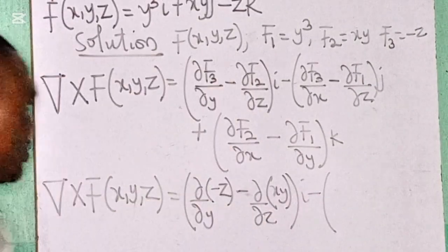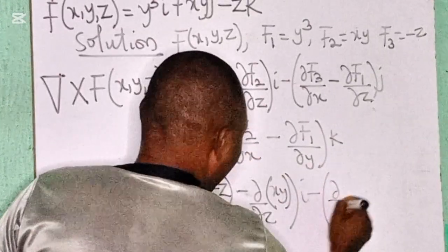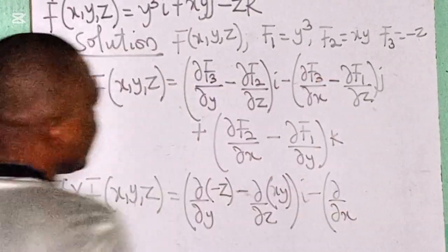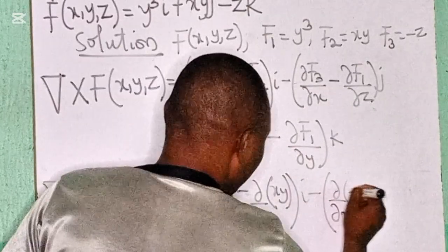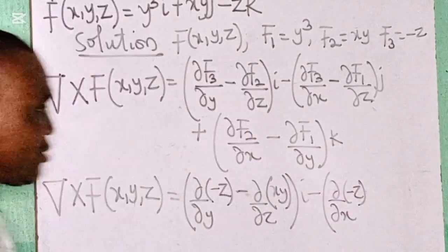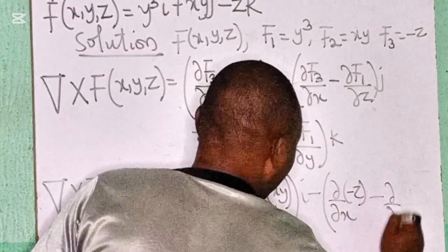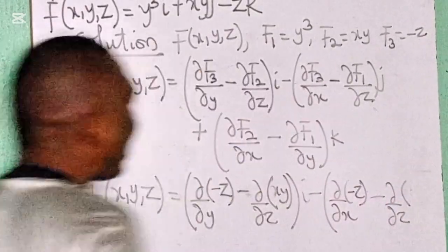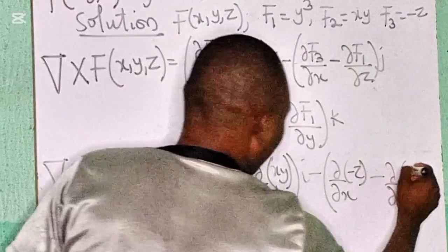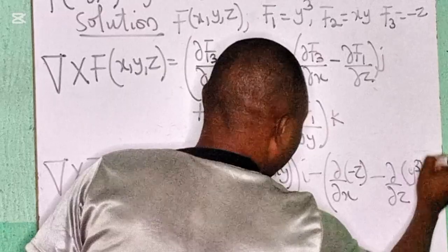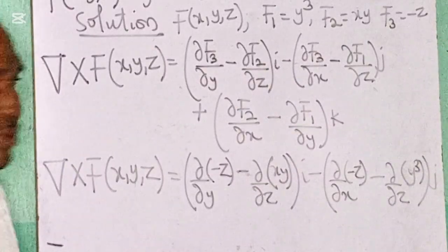Minus. Now let's come back here. Our f3 here is minus z, so remember to put your minus z. Don't forget. Minus our f1 here, which is given to us as y cubed. So put a y cubed, don't forget, and that is j. Is that clear?